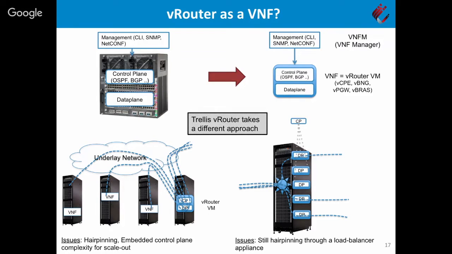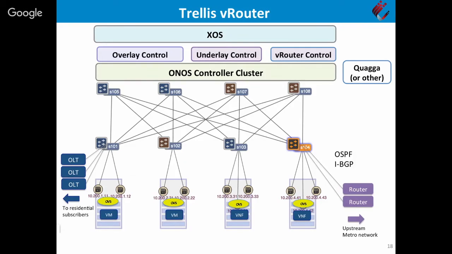Trellis does none of this. Okay, it does something similar, but something's entirely different. And we can do this in Trellis simply because we have that common SDN control over both the underlay and overlay. So how does Trellis do virtual routing?